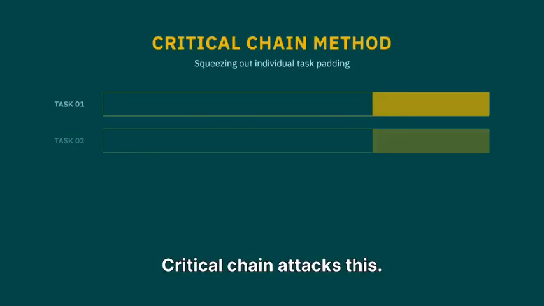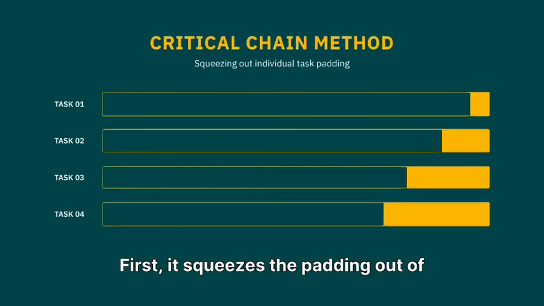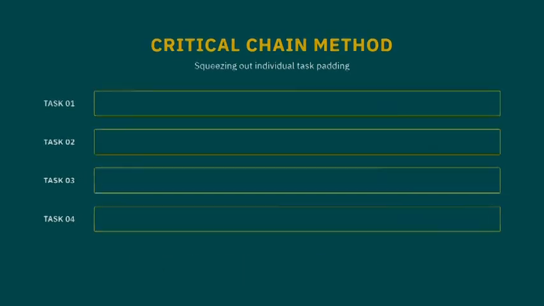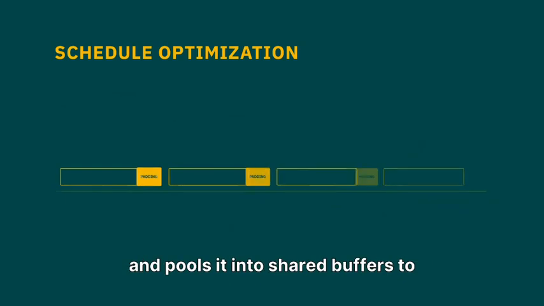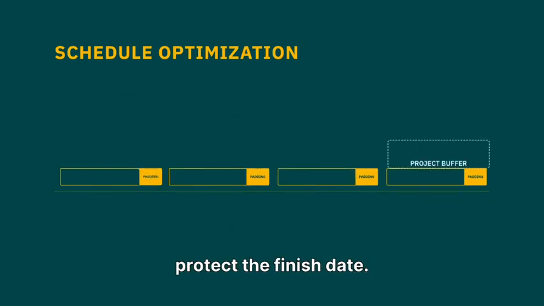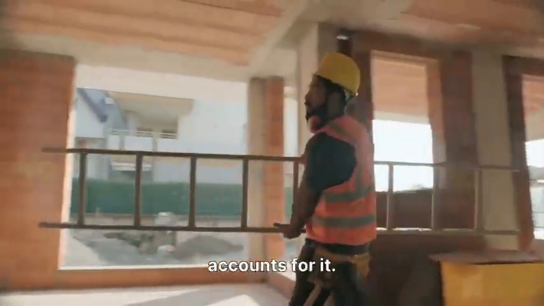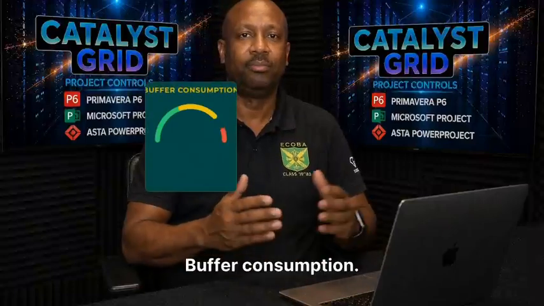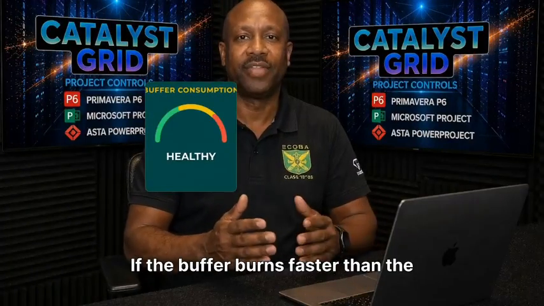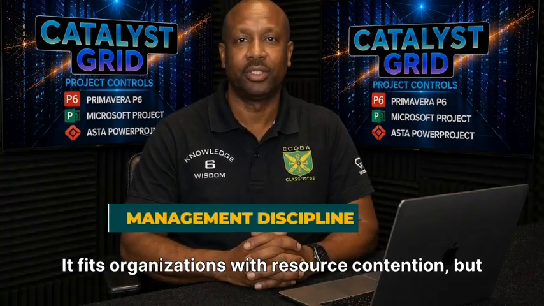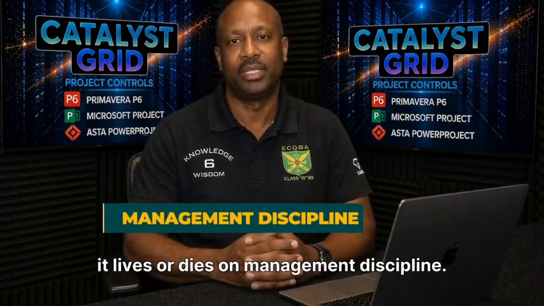Critical chain attacks this. First, it squeezes the padding out of individual task estimates. Then it takes all that removed safety and pulls it into shared buffers to protect the finish date. Crucially, it builds the schedule around resource constraints. If a crew is shared, the chain accounts for it. Then you manage by one signal, buffer consumption. If the buffer burns faster than the work, you act. It fits organizations with resource contention, but it lives or dies on management discipline.